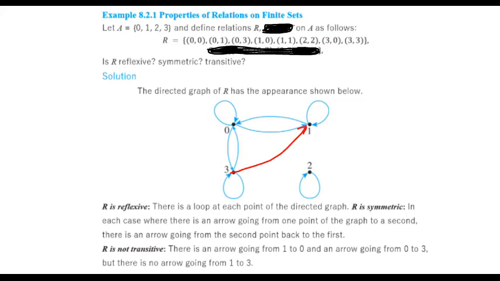But we don't have it. Also, since there is a relation from 1 to 0 and 0 to 3, we should have another arrow, this time from 1 to 3, like this. But we don't have either of these two arrows in the relation, so we can conclude that R is not transitive. We basically disprove the transitivity property of R by giving a counterexample.